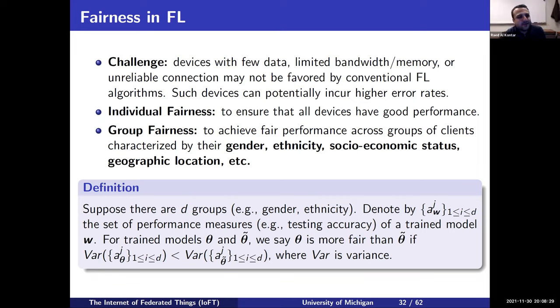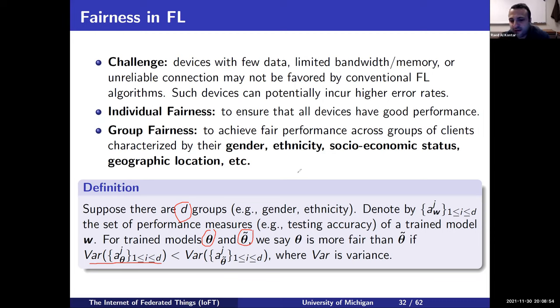So here is one definition, a definition that has often been used to define fairness in federated settings. When you have D groups, one estimate is considered more fair than the other if the variance of its predictions across different groups is smaller.